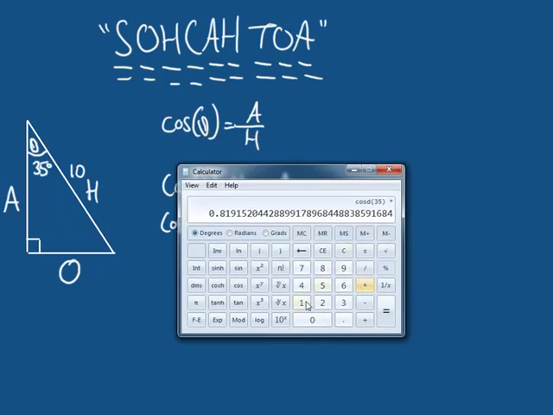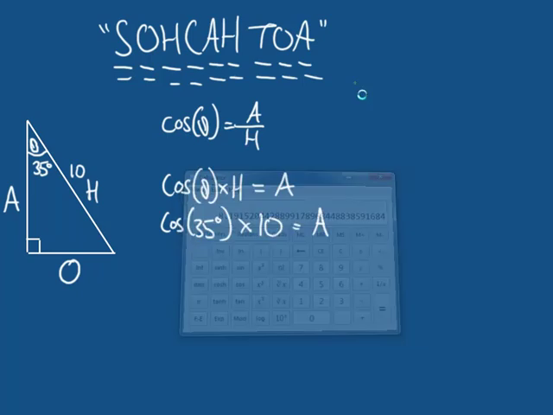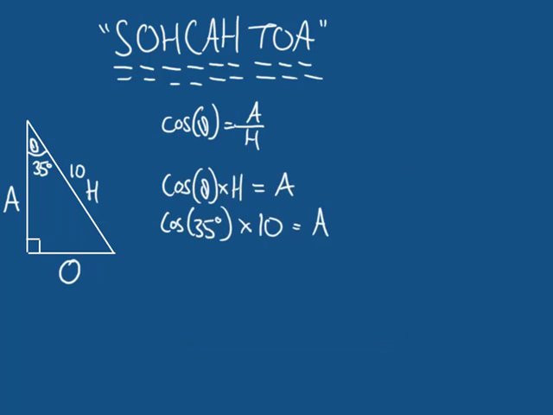I can multiply that by 10, our hypotenuse, and that is equal to about 8.19. So the cosine of 35 degrees multiplied by 10 is equal to our adjacent, which is about 8.19. So our adjacent edge is about 8.19 units long. And that's all there is to it. So let's try another couple of examples to get used to this.